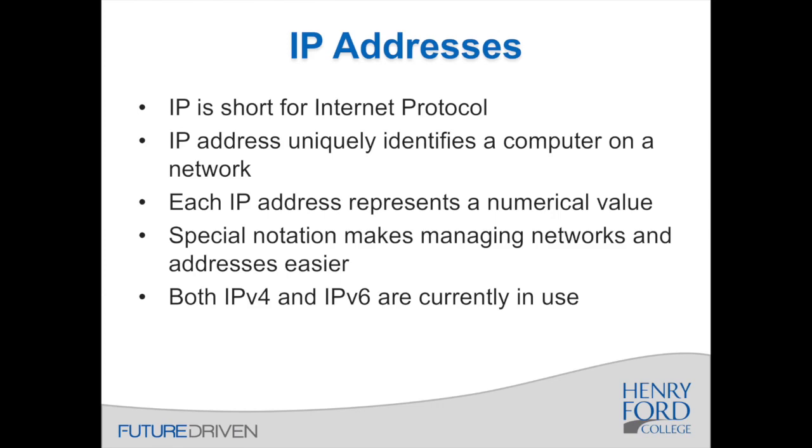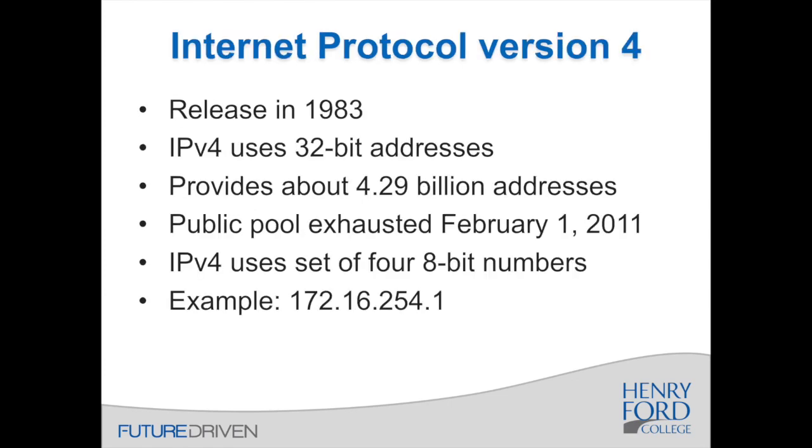Currently on the internet, both IP version 4 and IP version 6 are in use. Internet Protocol version 4, or IPv4, has been around since 1983. It uses 32-bit addresses, and I'm sure that the 4.29 billion addresses that this address space handles was far, far larger than anyone thought back in 1983.